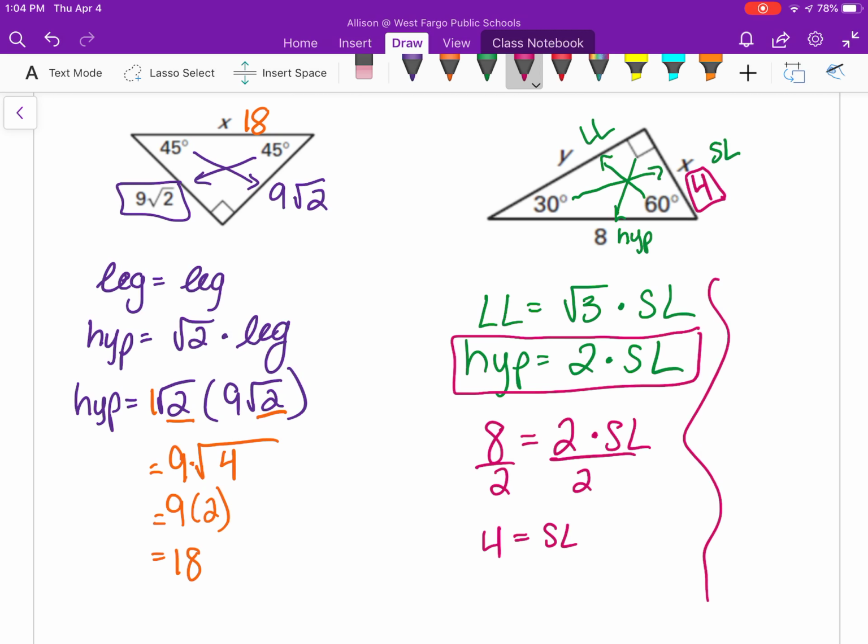And now if I have my short leg, I can find my long leg, because it's going to be the square root of 3 times 4, which is going to be written as 4 square roots of 3. So 4 comes out on the outside and multiplies with that 1. So the long leg is 4 square roots of 3. So now I've solved that triangle.